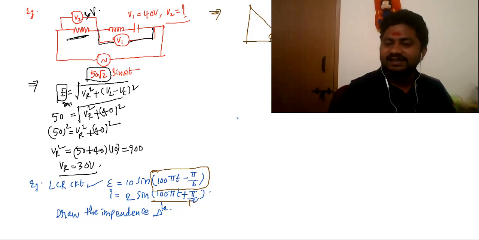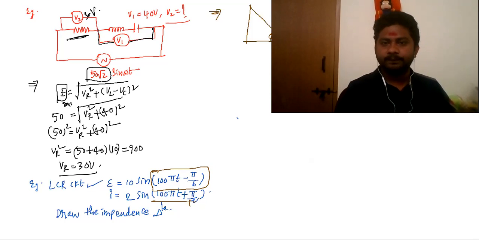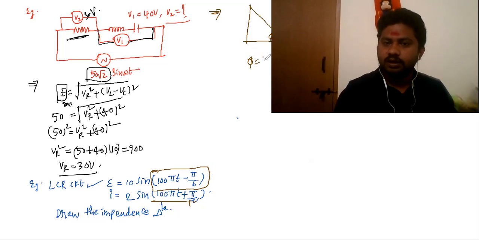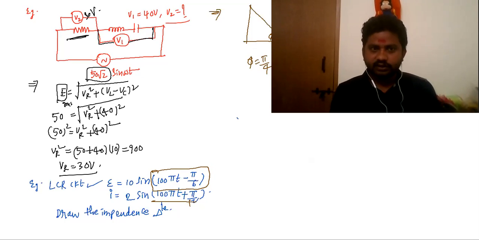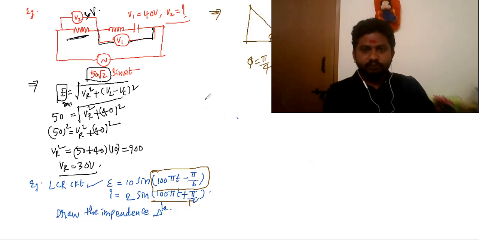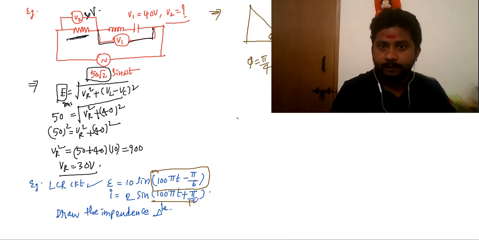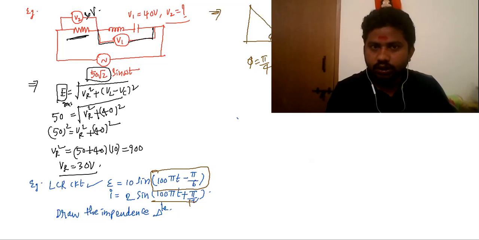But the formula of the phase difference is mod of phase of E minus phase of I. This is a mod, so you must take the positive value, which is pi by 4 only. So this phi value is pi by 4. But that's not the end of the question. The question is to draw the impedance triangle. We found only phi here. So here let's look at the concept of impedance triangle.